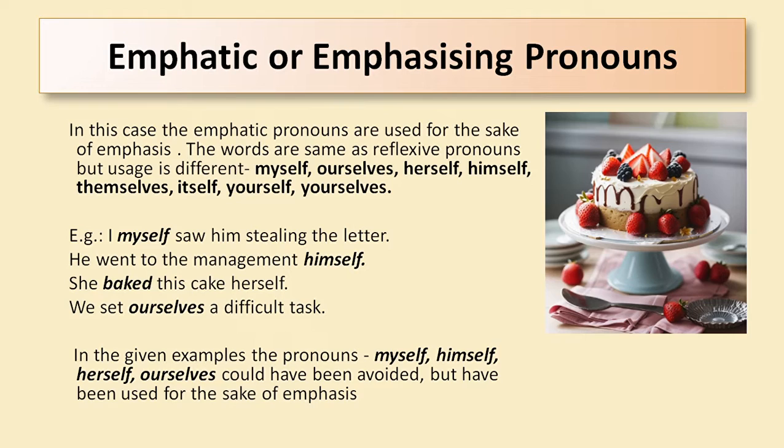In the given examples, the pronouns myself, himself, herself, ourselves could have been avoided but have been used for the sake of emphasis. That means these sentences would make clear meaning even if we don't use these words. We are only using it for the sake of emphasis. For example, I could have written this sentence, I saw him stealing the letter. He went to the management. She baked this cake. We set a difficult task. So these words have been used just for the sake of emphasis.